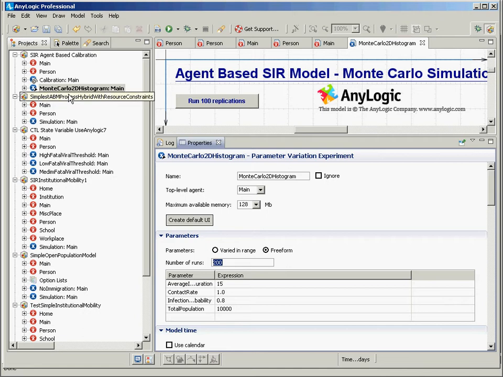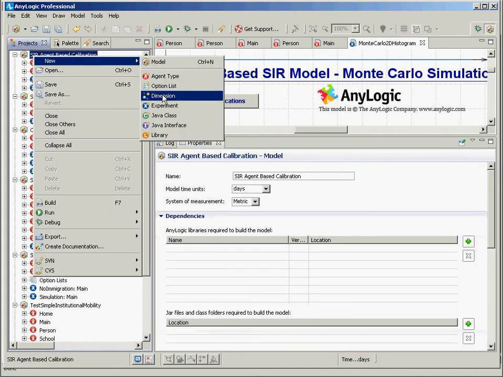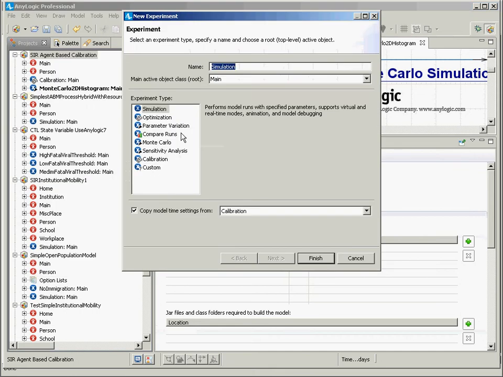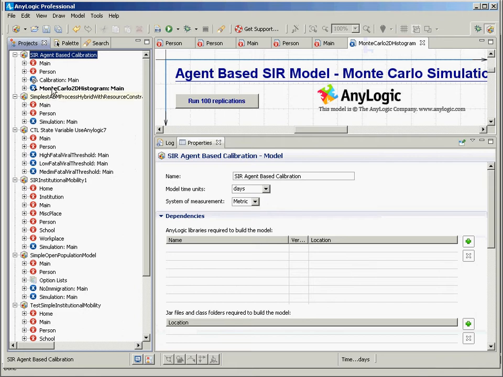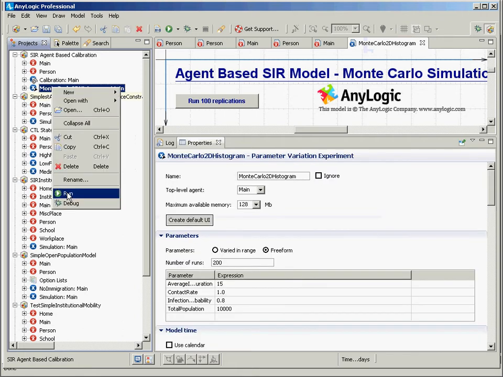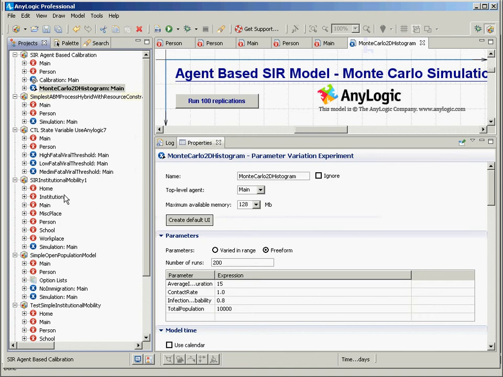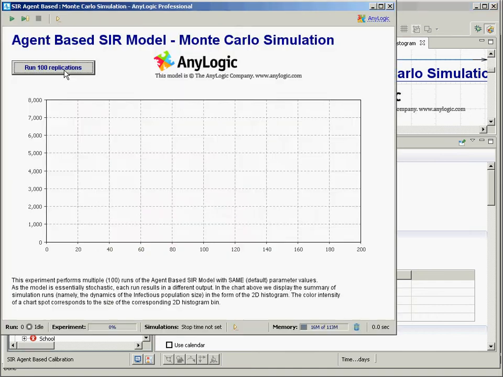So this parameter variation experiment is a standard experiment type within AnyLogic. If we did New Experiment, we'd see that there are a wide variety of experiment types. Thus far, we've really confined our attention to a regular simulation. Very useful. We can change parameter assumptions for that simulation. But now we're making use of this parameter variation experiment. Okay, so let's go actually run that. We do that in the standard way by just right-clicking and doing Run.